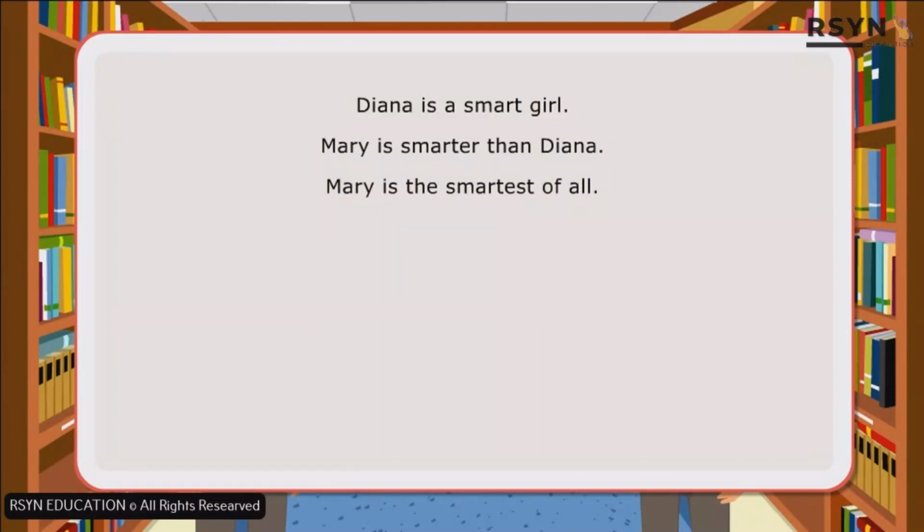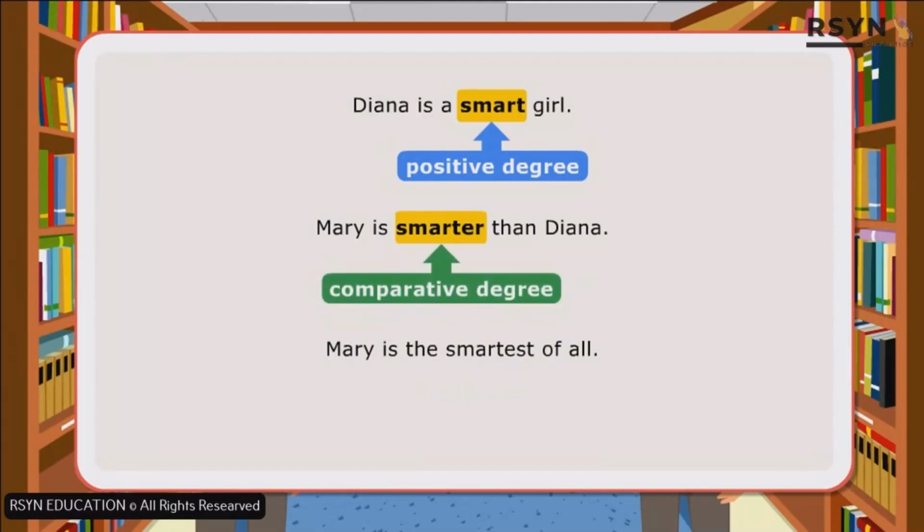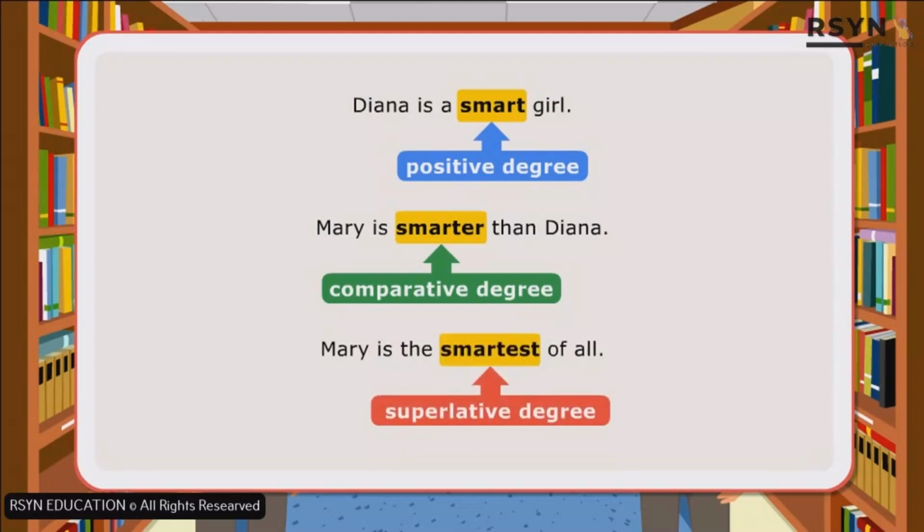In the first sentence, smart is the positive degree of comparison since it refers to only the presence of the quality of being smart. In the next sentence, smarter is the comparative degree as it helps in comparing Mary and Dinah and stating that Mary has more quality of smartness than Dinah. In the third sentence, smartest is the superlative degree since it tells that Mary has the highest degree of quality of smartness.